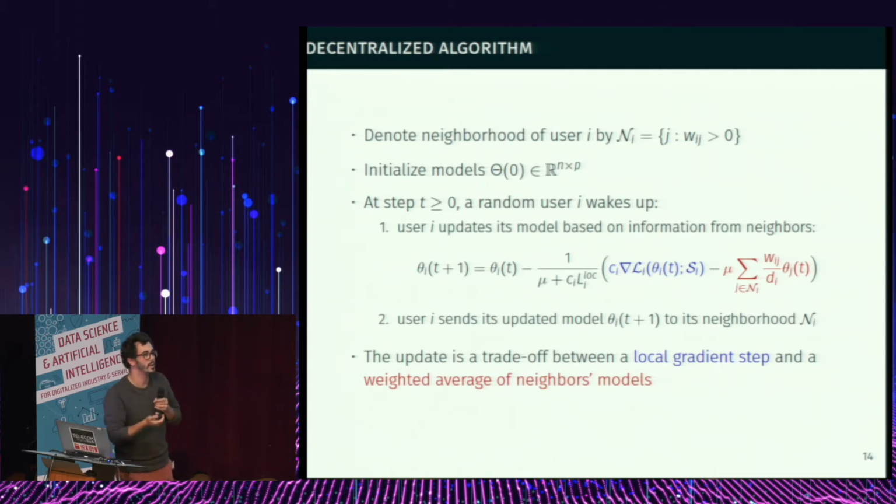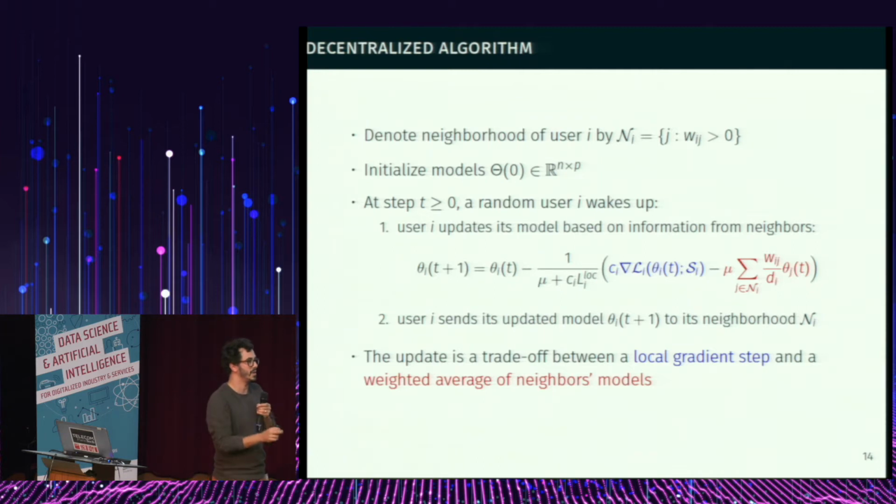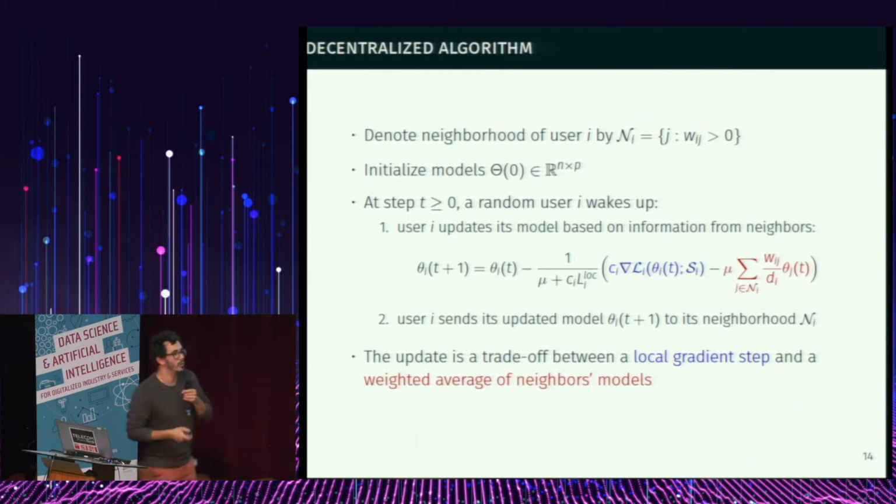It looks like a gradient descent update, but only for the model of that user. It's a trade-off between reducing the local loss, by taking a step in the opposite direction of the gradient of the loss on the local data, and making a convex combination of the models of the neighbors. So we recover the same structure as in the objective function, where we want to have small loss locally, but also a model that looks like a convex combination of neighbors.